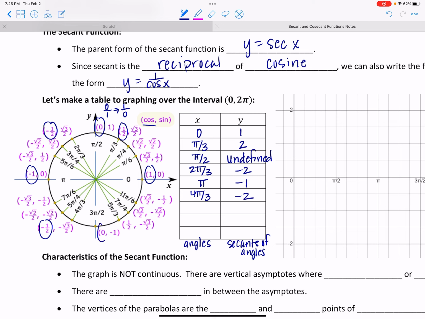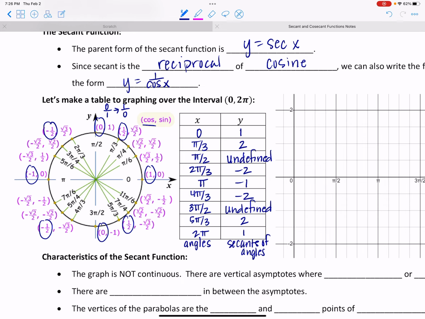And then at 3 pi over 2, the same thing happens that happened at pi over 2. We flip over 0 and we get something that's undefined. So 3 pi over 2, undefined. Okay, and then if I go here, we're good. At 5 pi over 3, I get a positive 2. And then full circle, back to 2 pi, then I'm back to 1 again.